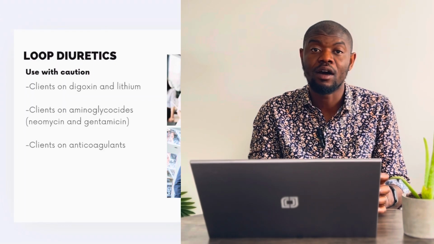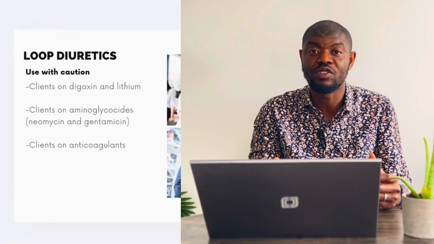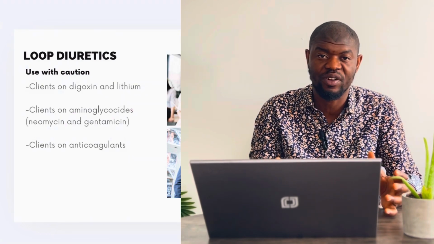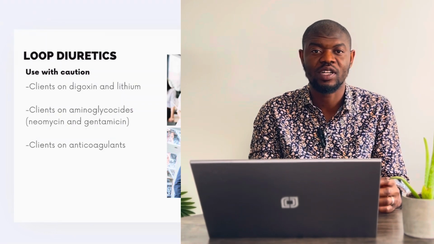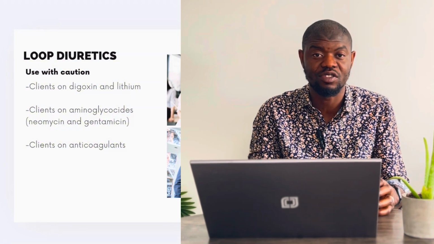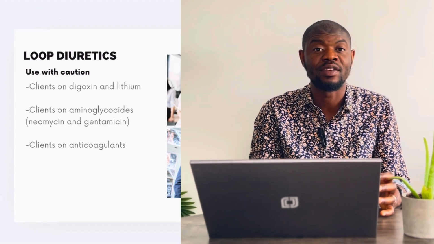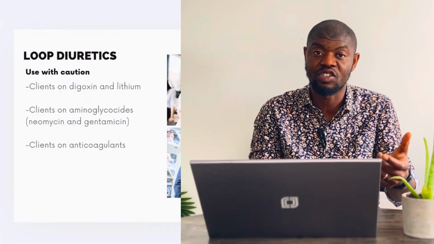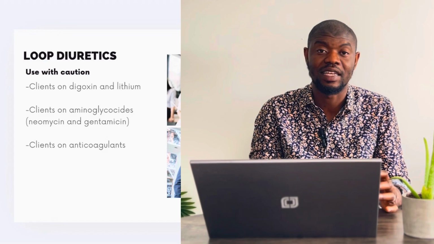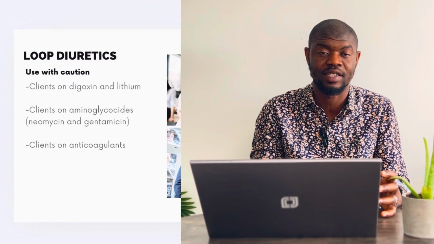And so if someone is having hypercalcemia, it is a good drug to use to help reduce the level of calcium in the blood. Now, with every medication, once you begin to use it, you need to use it carefully in a certain group of patients. So we want to look at some groups of patients where we need to cautiously use loop diuretics. The first group are clients who are receiving digoxin and or lithium. What this does is that it increases your risk of lithium and digoxin toxicity.